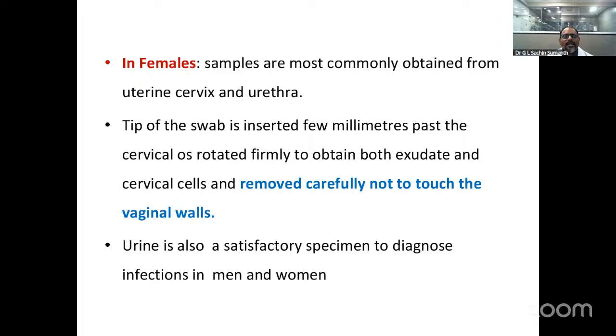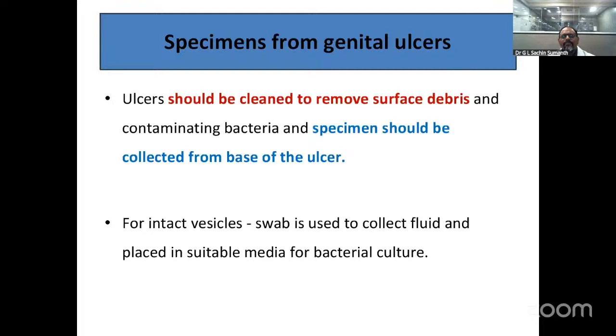In females, samples are mostly obtained from the uterine cervix and urethra. The tip of the swab is inserted a few millimeters past the cervical os and rotated firmly to obtain both exudate and cervical cells, and removed carefully not to touch the vaginal walls. Mostly, urine can be a satisfactory specimen to diagnose infections in men and women. Genital ulcers should be cleaned to remove the surface debris and contaminating bacteria first before you take the specimen from the base of the ulcer. For intact vesicles, a swab is used to collect fluid and placed in suitable media for bacterial culture.